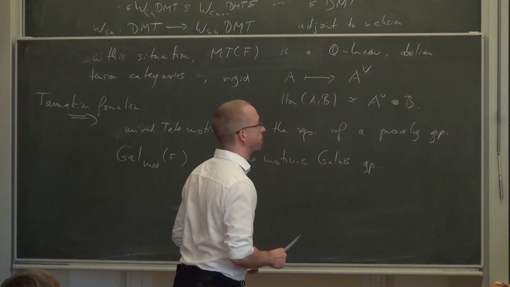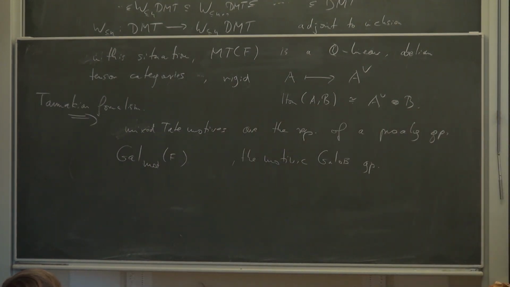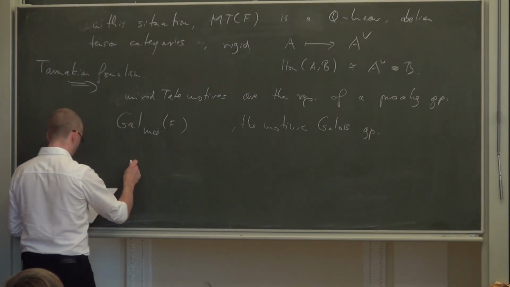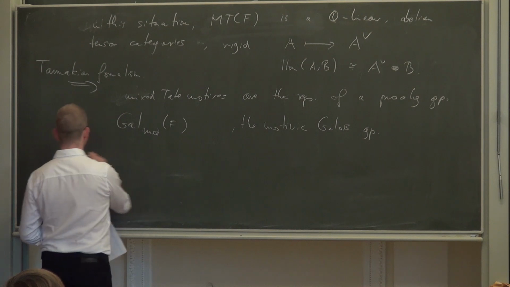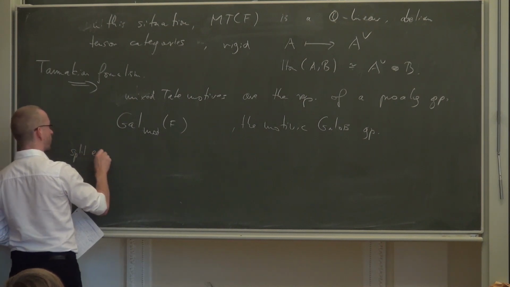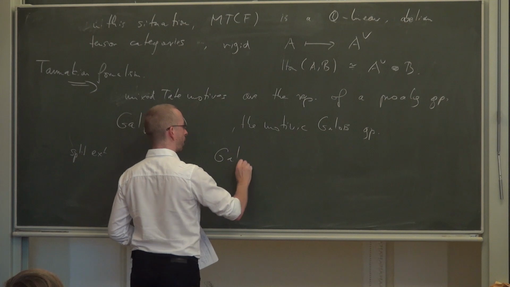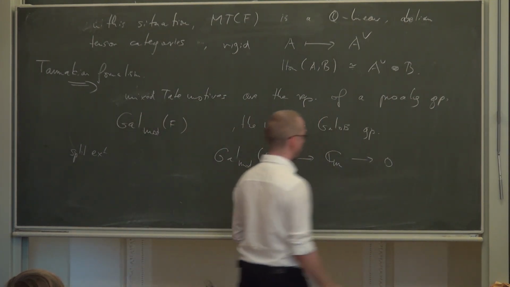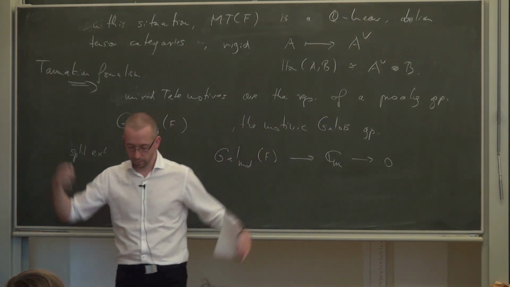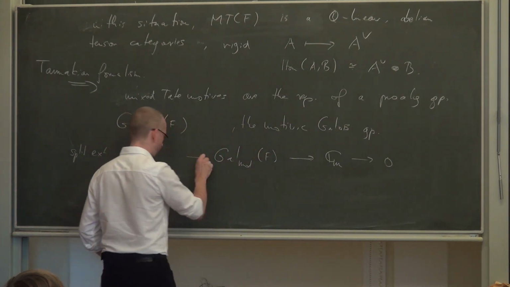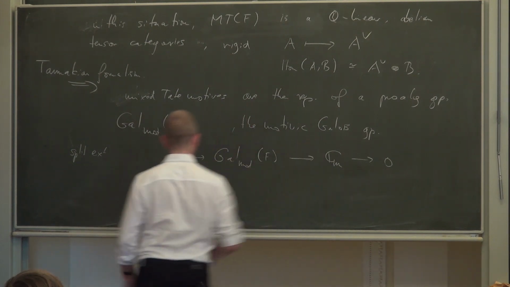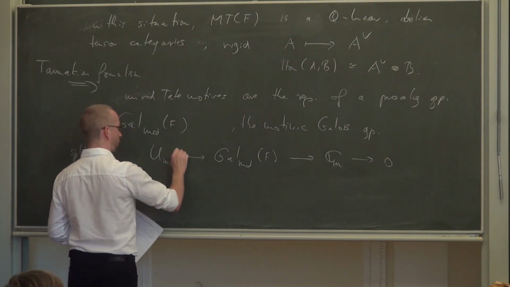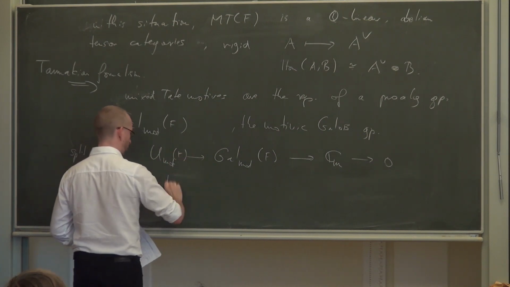And we can say something more specific about this. We know what the structure is, so Gal mod actually sits in an extension, well, a split extension. The quotient is the multiplicative group, and this is basically the weights stuff that is captured by this. And then we have U mod of F, which is a pro-unipotent group.